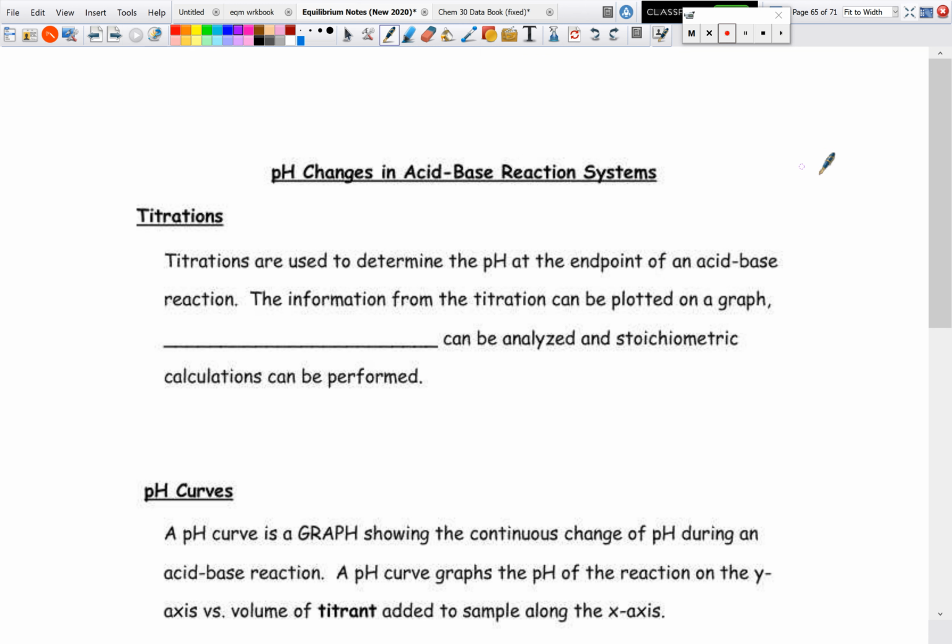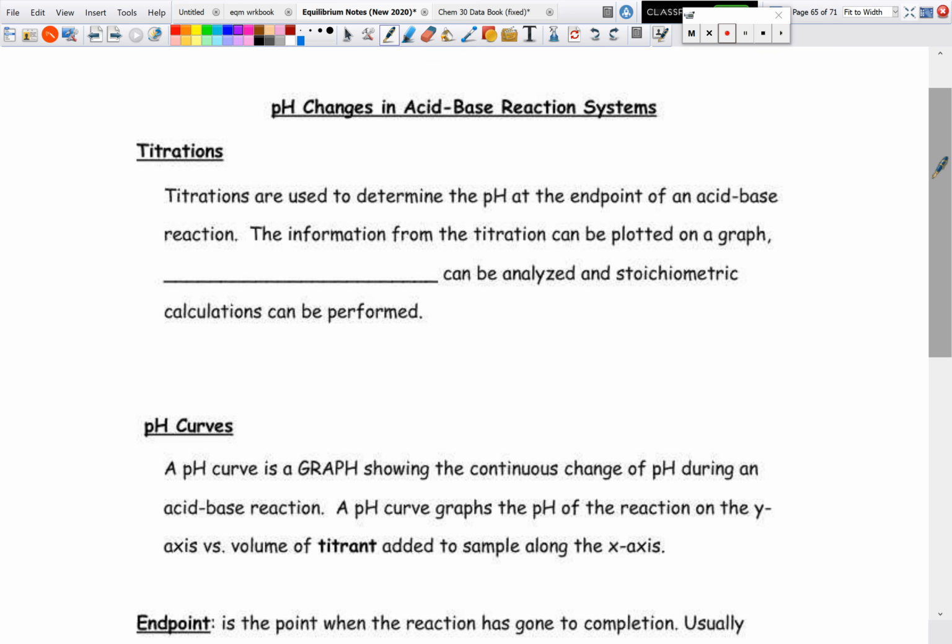Now, our last thing is looking at tying two of these things together, our polyprotic and monoprotic acids and bases and our buffer systems, and how they tie together in a graph. So just remember titrations. Titrations can be used to determine the pH or endpoint of an acid-base reaction, or, as we've done before, to find concentrations. Remember, concentration of hydronium and hydroxide relate to pH. So information from a titration can be plotted on a graph.